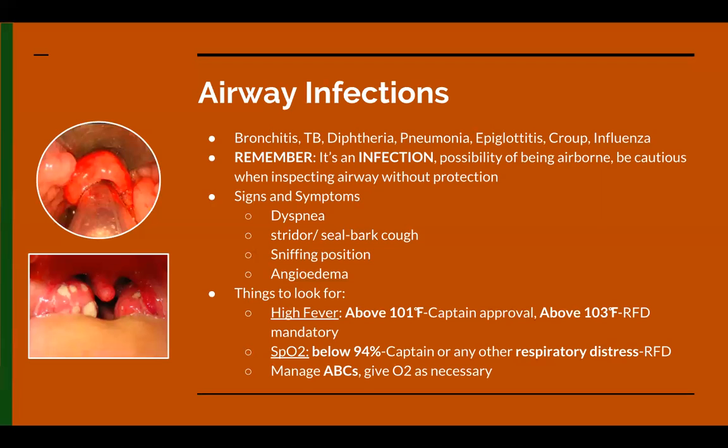Signs and symptoms. They might have dyspnea. You might hear that stridor like I was talking about. That's really common with upper airway infections like croup. And since they're having difficulty breathing, they're going to be in that sniffing position, and then you might also see angioedema.